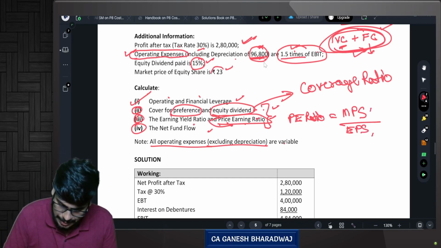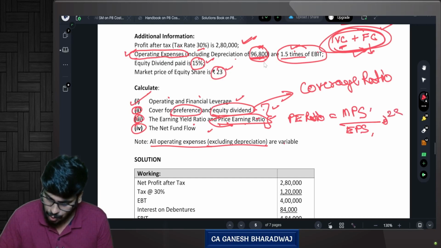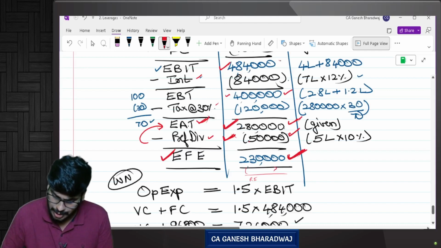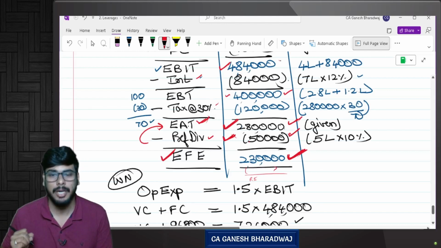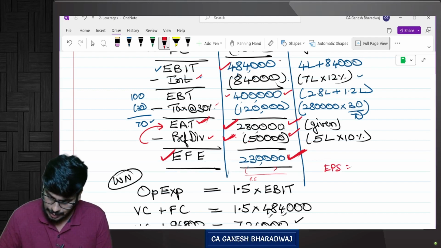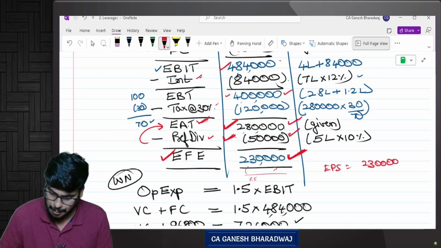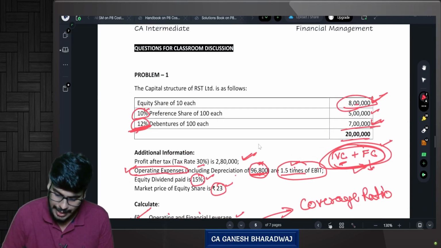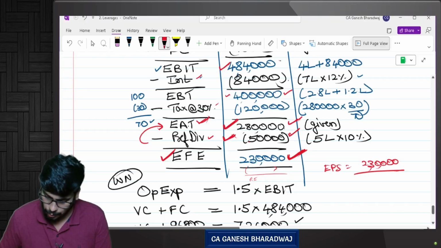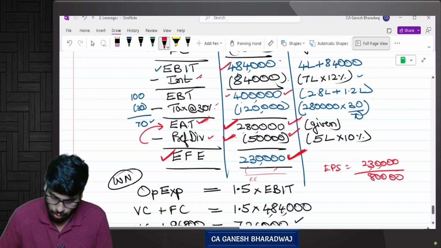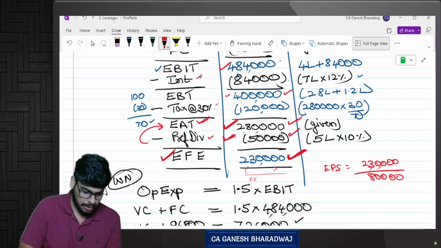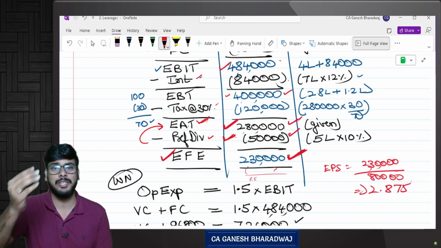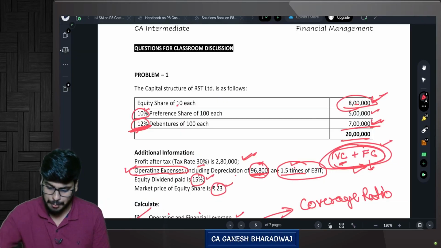Now, in this case, MPS is how much? 23 rupees. What is the EPS? Can you find out the EPS? The earnings for equity is how much? 2,30,000. Correct or not? So EPS is the earnings available to the equity shareholders divided by the number of equity shares. 8 lakhs divided by 10, that's going to be 80,000. So 2,30,000 divided by 80,000. It's going to be 2.875. So 2.875 is going to be your EPS.